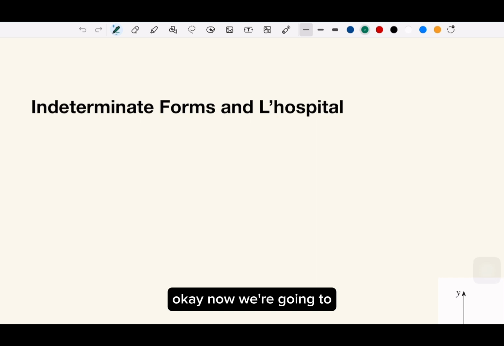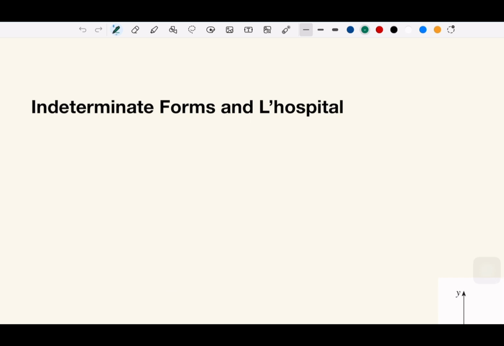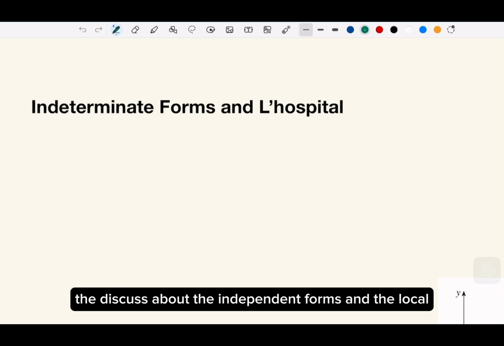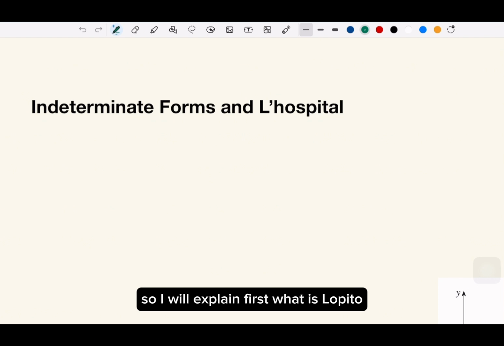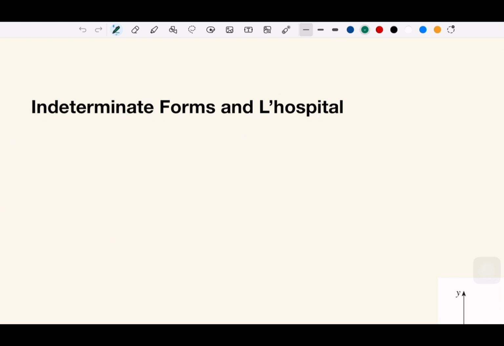Okay, now we're going to discuss the indeterminate forms and L'Hopital. So I think some of you know how to use L'Hopital in terms of limit. So what is L'Hopital? I will explain first. Okay, what is L'Hopital?